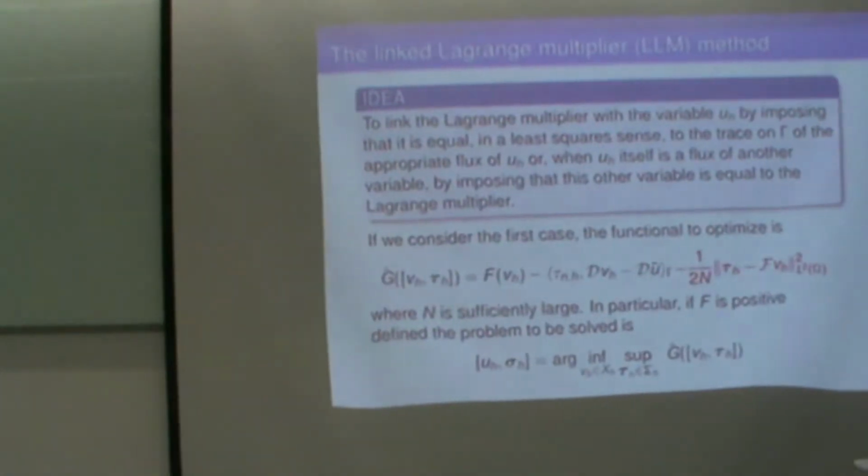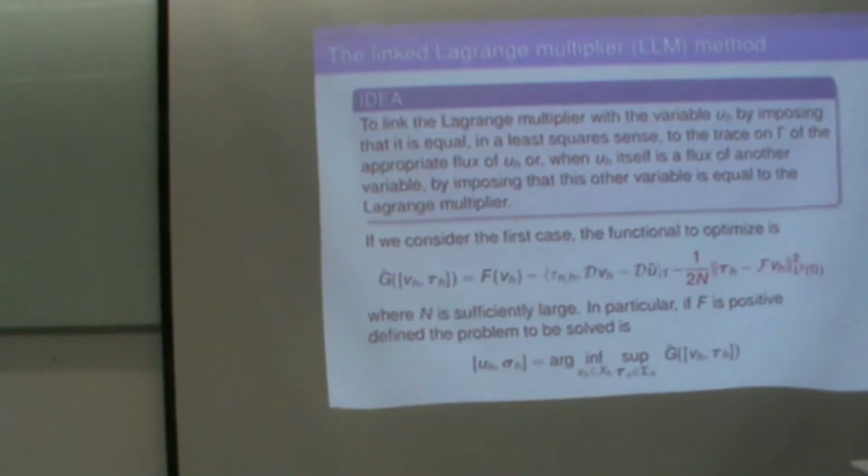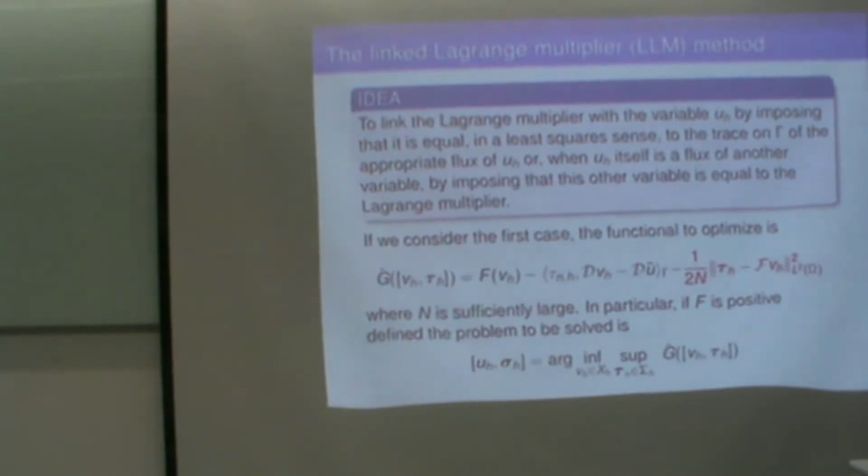So what is the essential idea of what we propose? The idea is, okay, we will use a Lagrange multiplier method, but we will link that Lagrange multiplier to the primal variable. Because we know that the multiplier has to be the trace of the flux of the primal variable. So since we know that would be, let's say, an a posteriori result, we put it in the beginning in the functional that we are going to optimize.